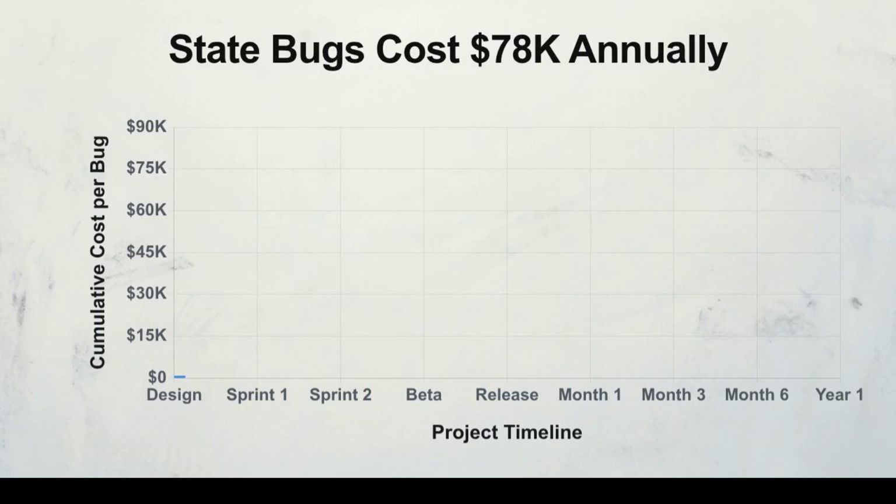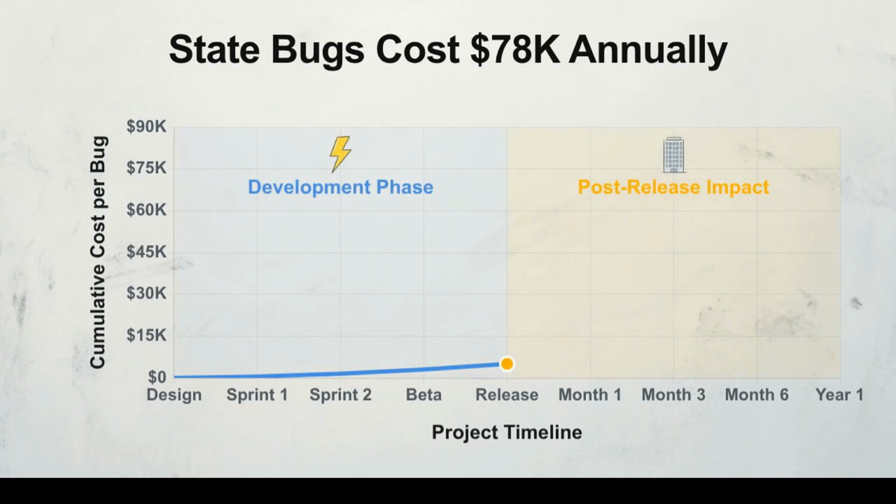This chart shows the cost of a state bug over time. Development errors are quick fixes, but post-release bugs become exponentially more expensive to patch. For a 10-person team, losing 1 hour weekly wastes 500 hours annually, a $78,000 drain on the budget.